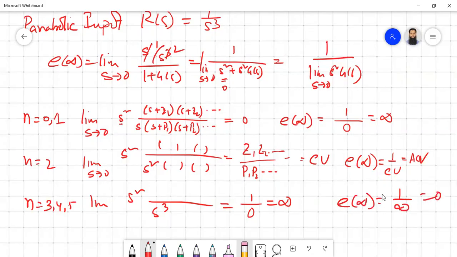So as you can see, for different input types and system types, we have a different steady state error. So this is how you actually have to calculate the steady state error based on the second formula, which is in terms of your G of S.